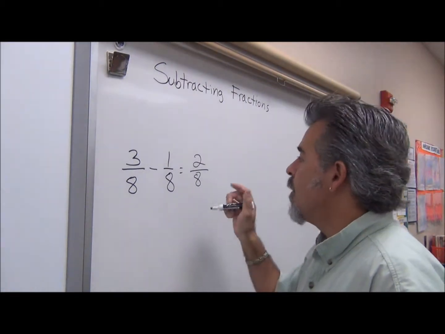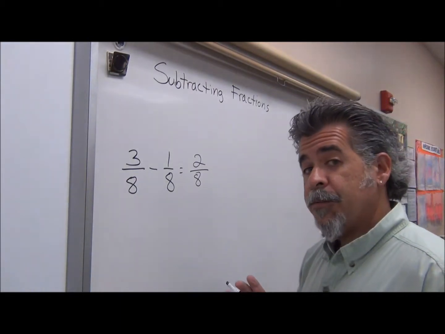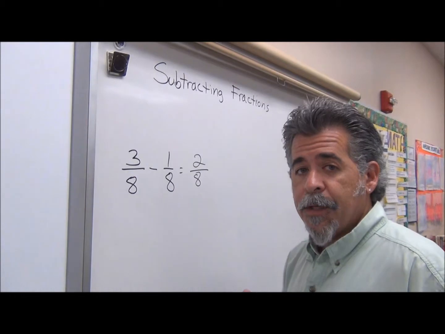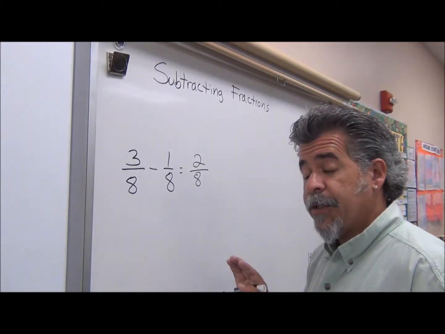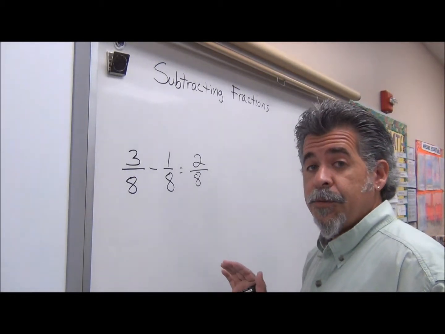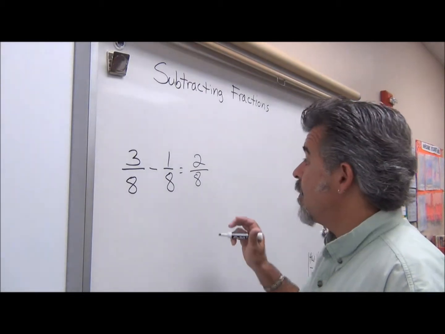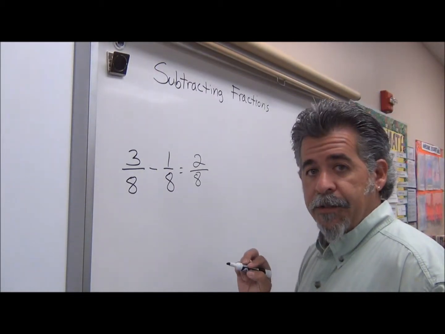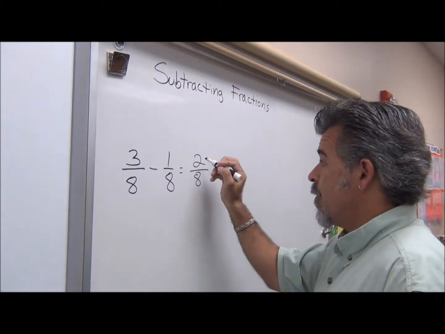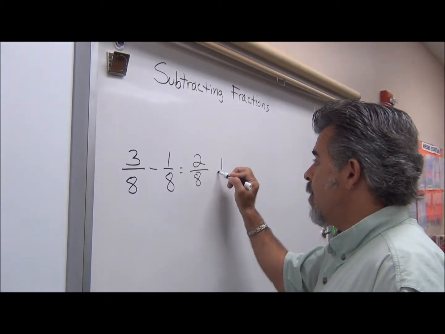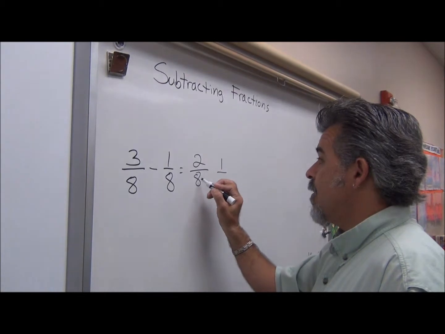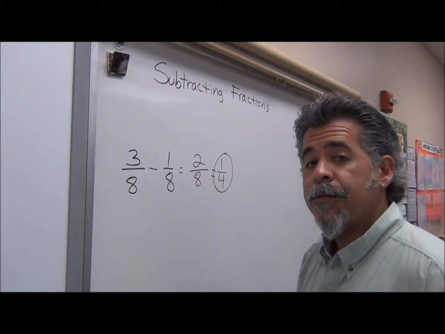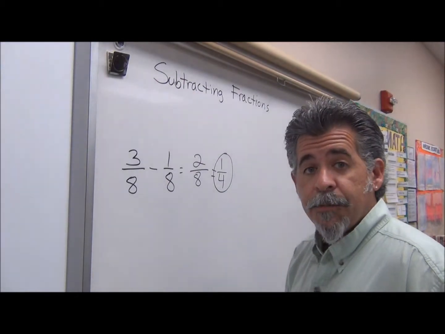Very simple. Now, whenever subtracting fractions, you're supposed to always simplify. Whenever you do any math problem, you're supposed to always simplify. That means to reduce to lowest possible terms. So you have to find what number goes into both 2 and 8, and that would be 2. 2 goes into 2 one time, and 2 goes into 8 4 times. So 1/4 will be your final answer. Very simple.